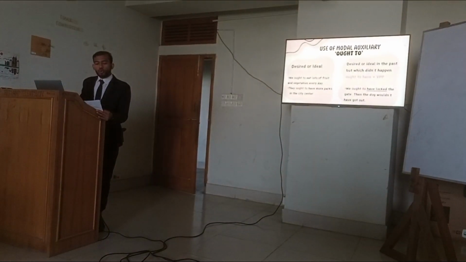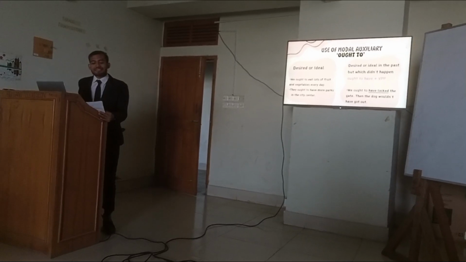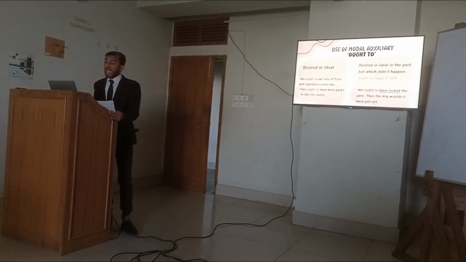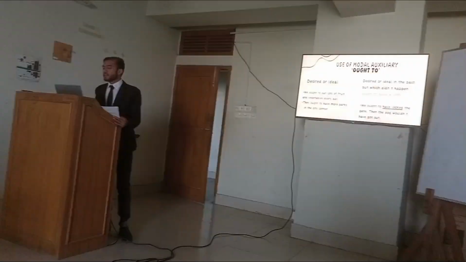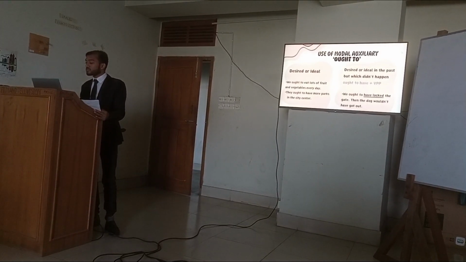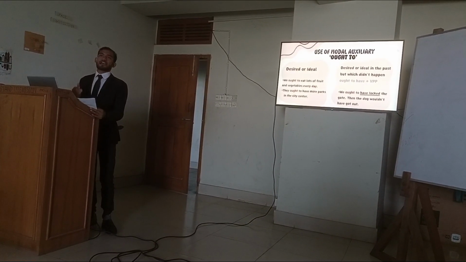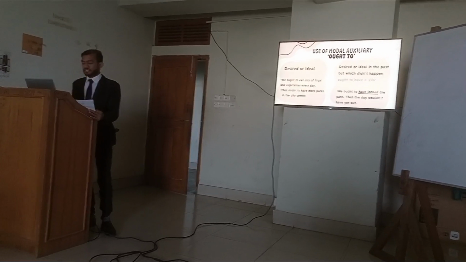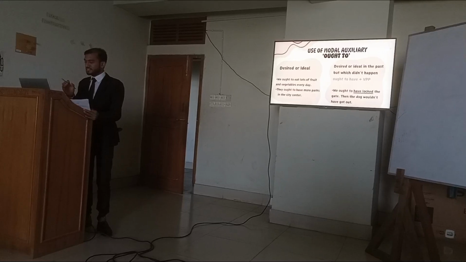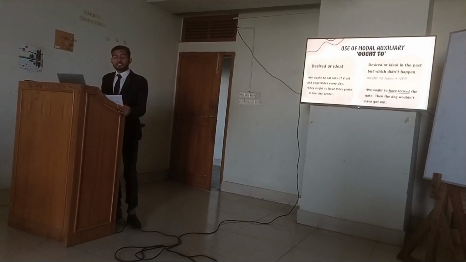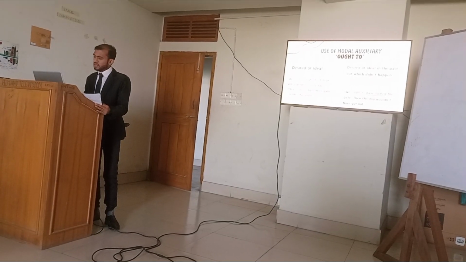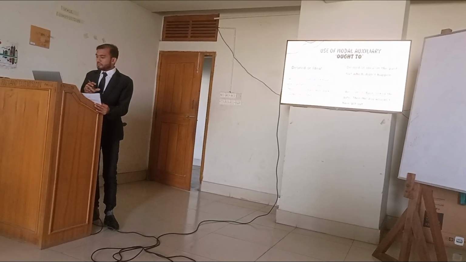Another use is that we use ought to talk about things that are desired or ideal in the first place, but which didn't happen, and it actually expresses regret. The example would be: we ought to have locked the gate, then the dog wouldn't have got out. In this statement, ought to in the first part of the sentence tries to express the idea that it should have happened, but it didn't happen.